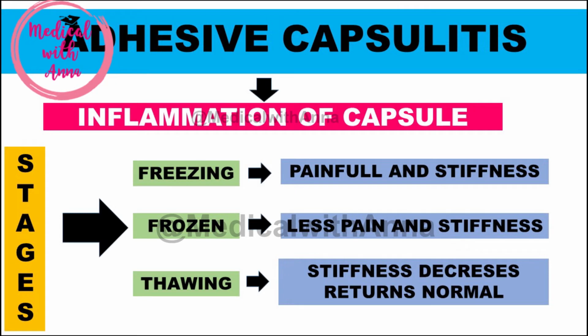Stage 1, freezing stage, in which pain increases accompanied by increasing stiffness. Stage 2, frozen stage, in which pain decreases with the stiffness remaining. Stage 3, thawing stage, in which stiffness decreases and returns to normal.